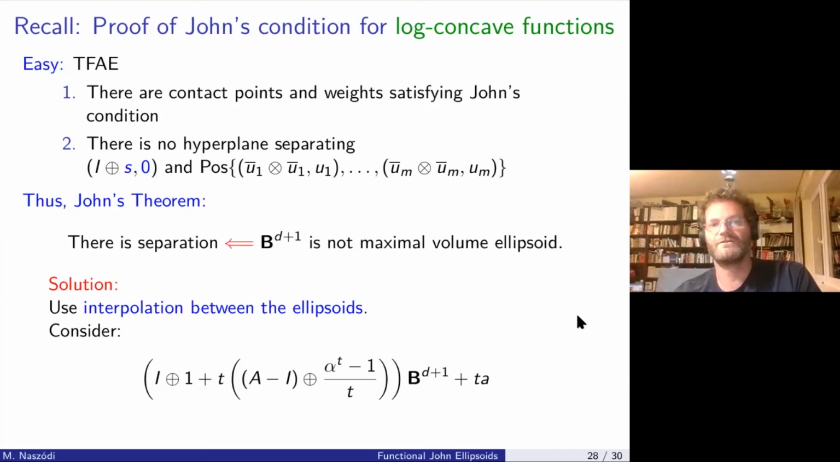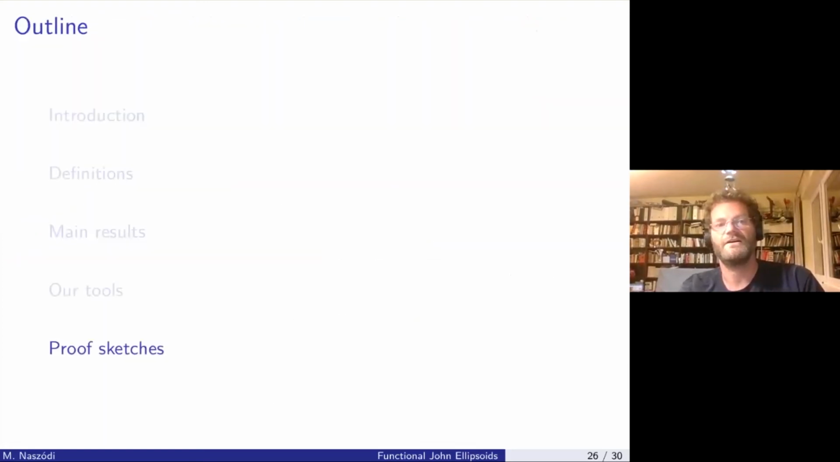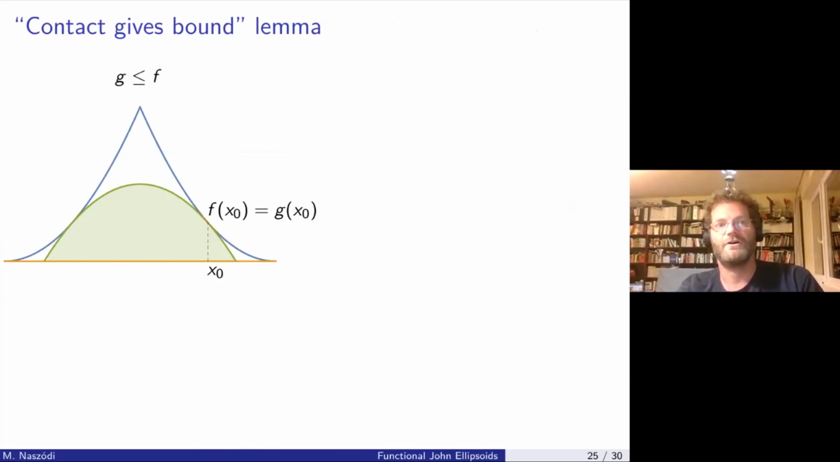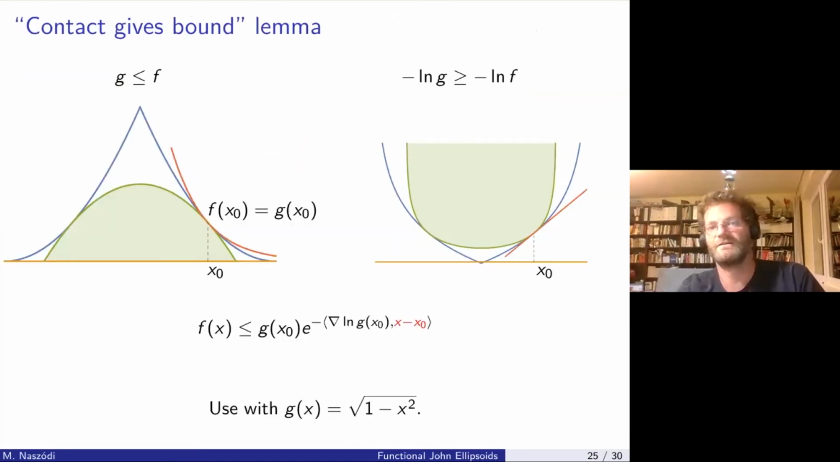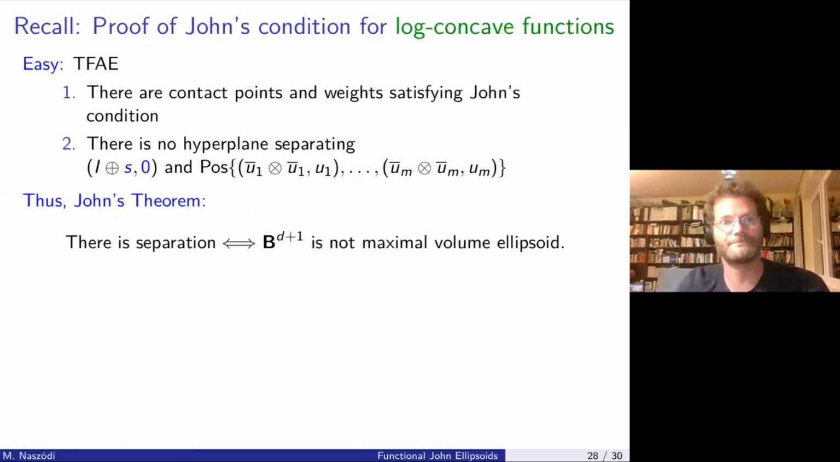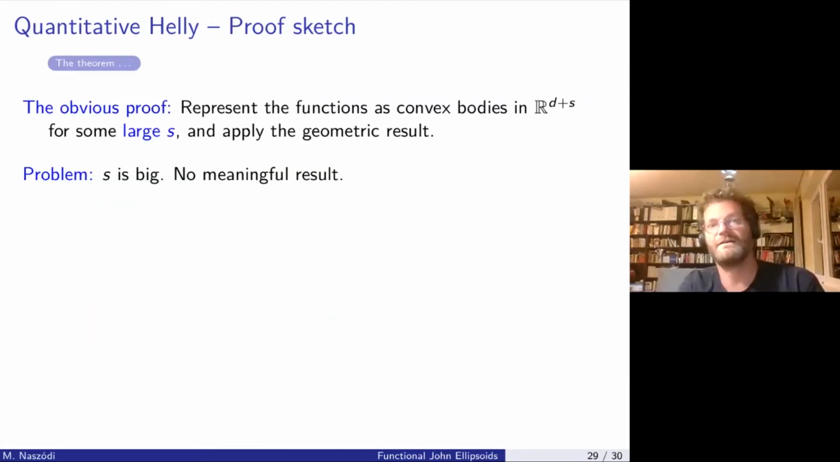So that was this John condition. In this John condition, our main tool was this tricky interpolation of ellipsoids instead of just taking a line segment. And now the second thing I want to give you a proof about is this quantitative Helly proof.